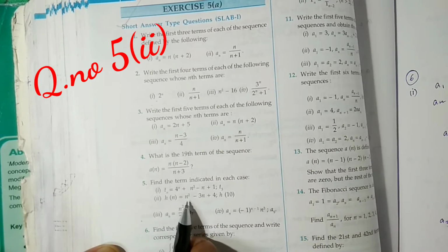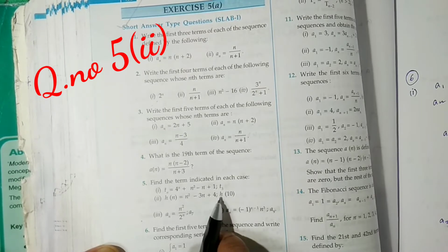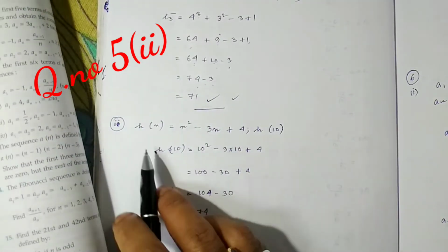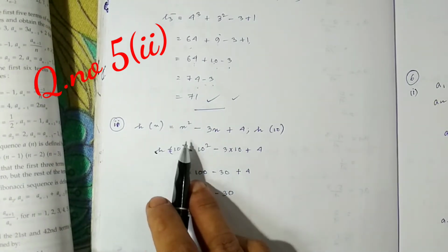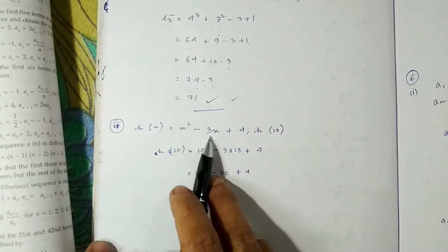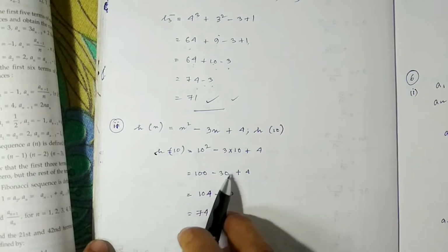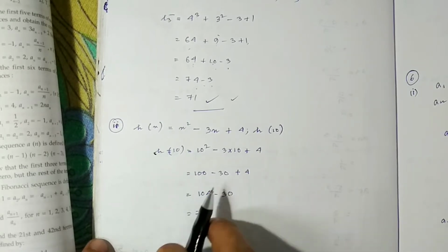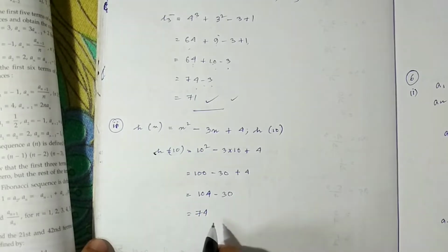Now see the second part of question number 5. H_n is given as n square minus 3n plus 4, and we have to find h10. So just replace n by 10. It will be 10 square minus 3 into 10 plus 4. 10 square is 100, minus 30, plus 4. 100 plus 4 is 104 minus 30. If you subtract, you are going to get 74.